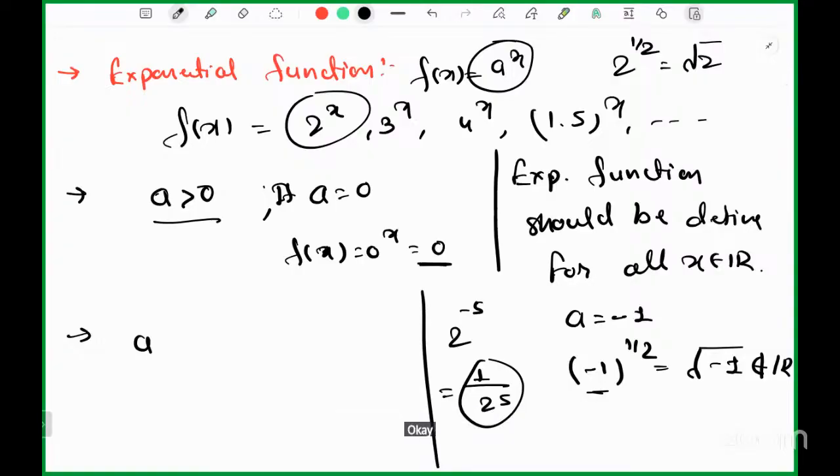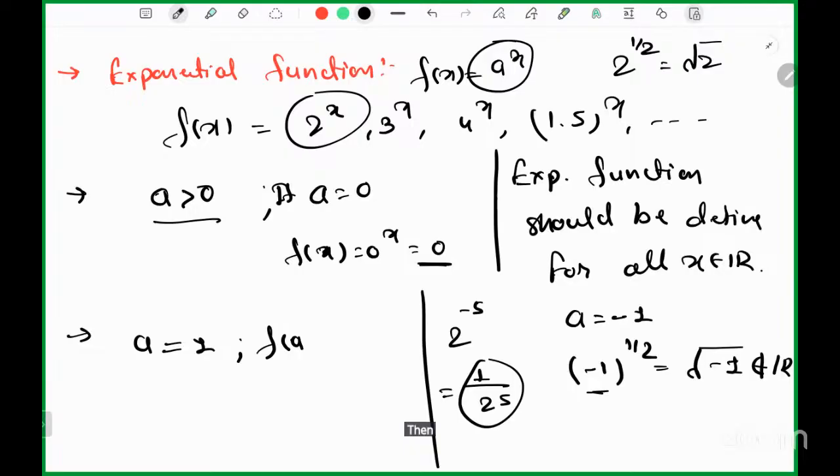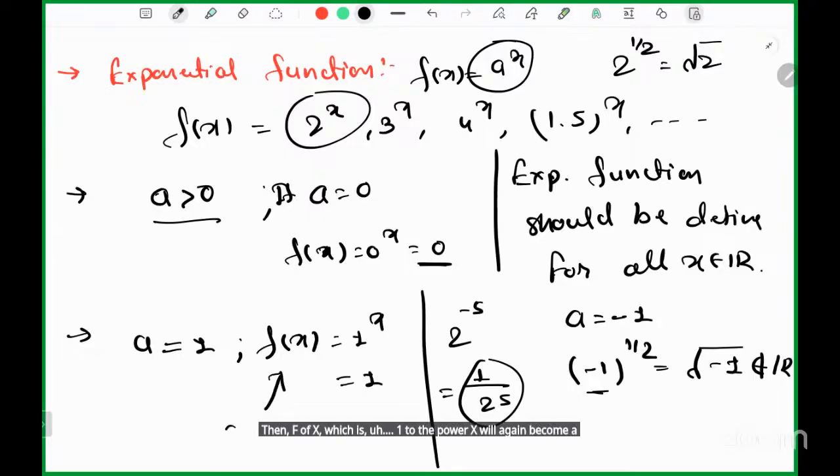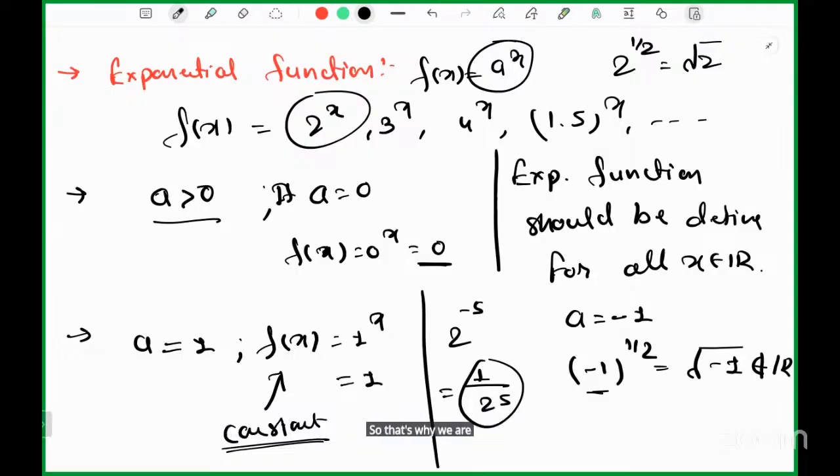Similarly, we won't take a to be equal to 1, because if a is equal to 1, then f of x, which is 1 to the power x, will again become 1, which is a constant function. So these values of a won't give us any new information. They are just giving back constant functions only. That's why we are removing those values of a.